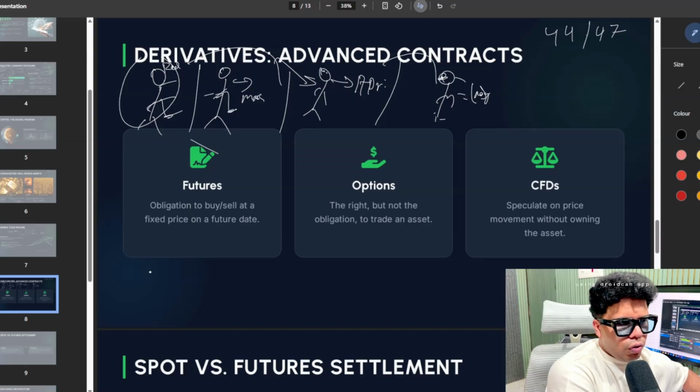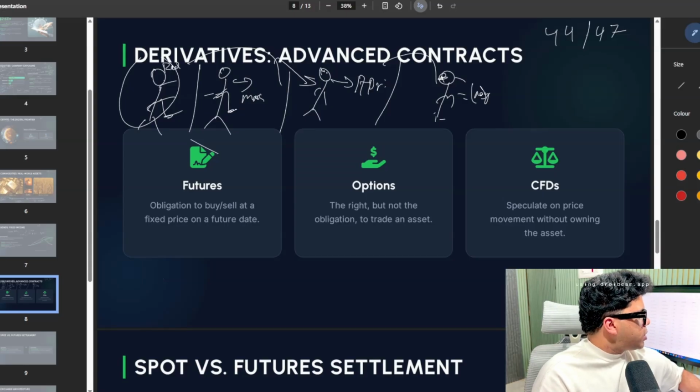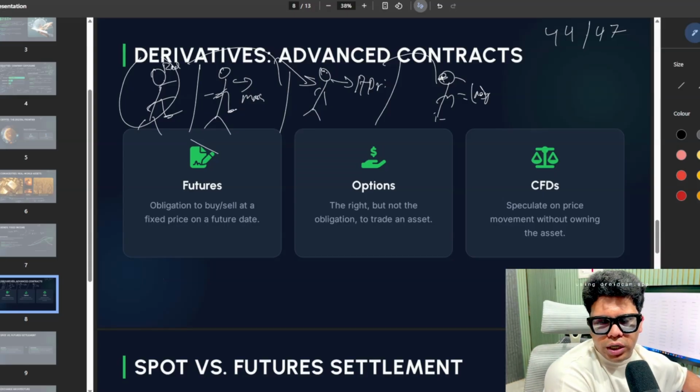So why are people investing in futures and options? Because they're getting leverage. That's why they buy and sell futures and options. You may ask, if it's expiring within months, why do we need to buy and sell futures and options?